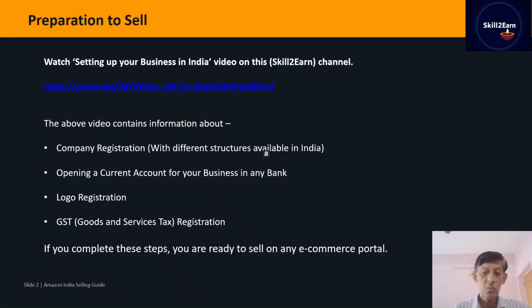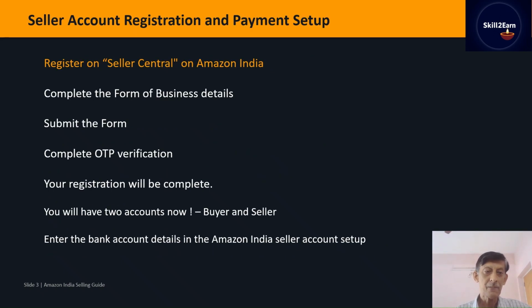So before you start selling on Amazon India, there is something called setting up your business in India. There is a separate video on this Skill to Earn channel which explains in detail about company registration, opening a current account, logo registration, GST, which is goods and services tax. So if you want to complete all this process, look at this video. I have also given the link here, and once you see this video you will know how to set up your business. That is the registration process that is all required to sell on Amazon. So once you do that, follow the next steps.